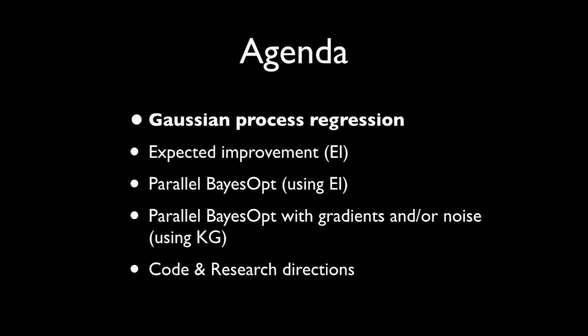So one is doing parallel Bayesian optimization using this expected improvement acquisition function. And the second one is doing, again, parallel Bayesian optimization where I get gradient observations of my objective and/or my evaluations are with noise. And here I'm going to present a different acquisition function, called the knowledge gradient acquisition function, which works a lot better for these kinds of problems and also for a variety of other more exotic problems.